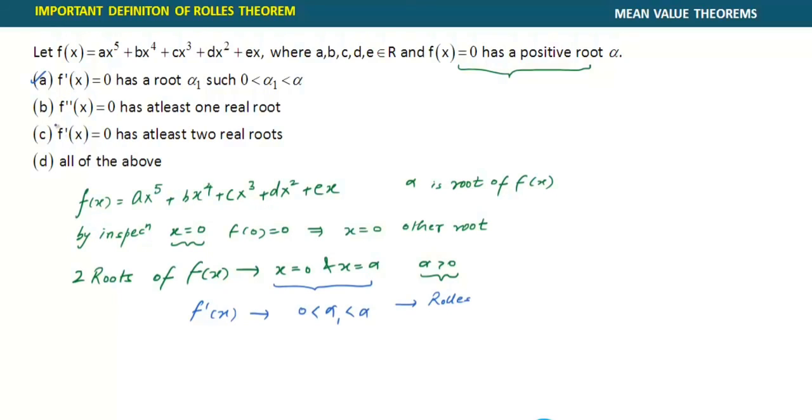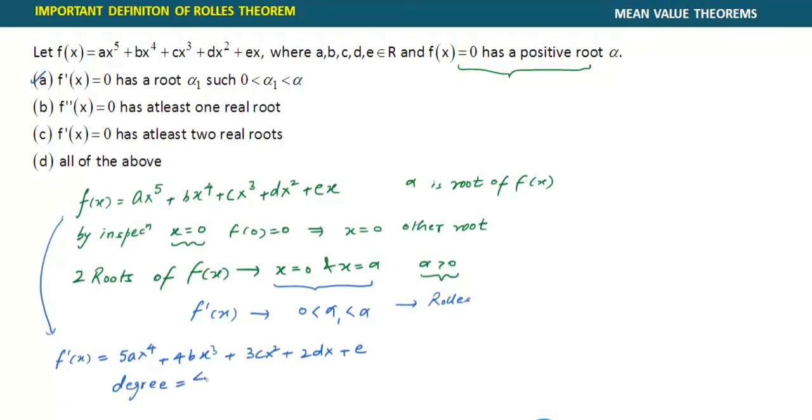B says that f''(x) has at least one real root, and the C option says f'(x) equal to 0 has at least two real roots. Now let's talk about this C part first. What will be the derivative of this f(x) here? This will be 5ax^4 + 4bx^3 + 3cx^2 + 2dx + e.